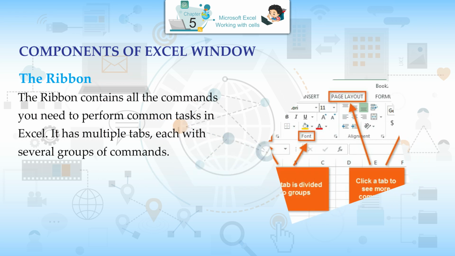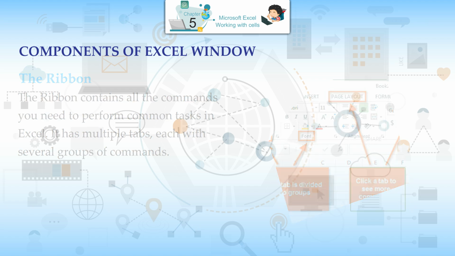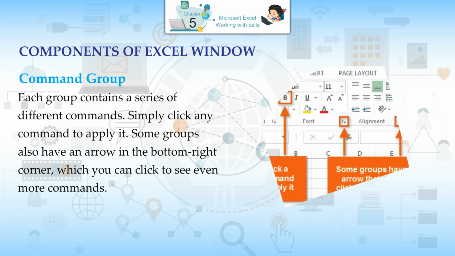The ribbon. The ribbon contains all the commands you need to perform common tasks in Excel. It has multiple tabs, each with several groups of commands. Clipboard. Font. Each tab is divided into groups. Page layout. Data. Click a tab to see more commands. Command group. Each group contains a series of different commands. Simply click any command to apply it.